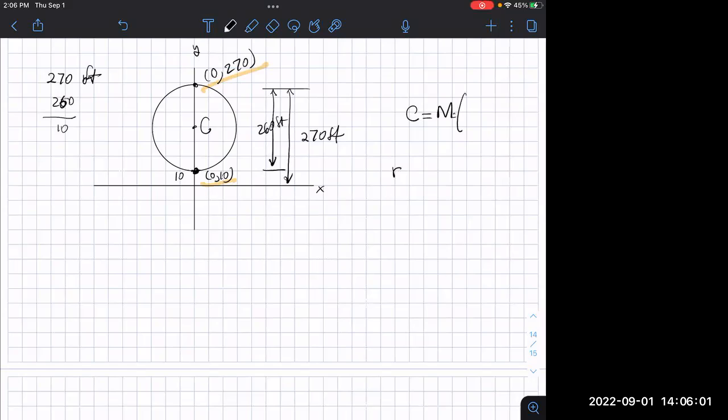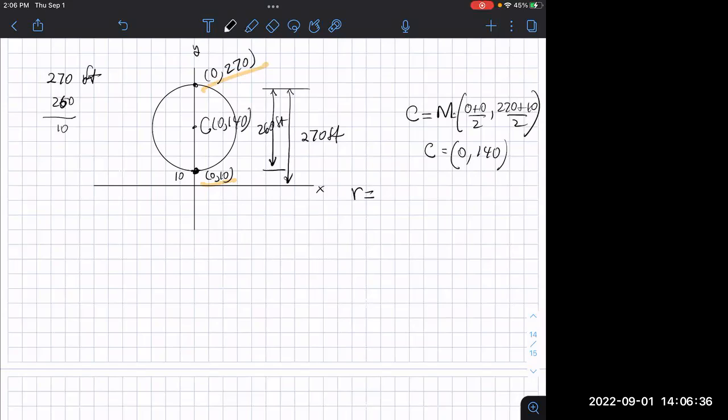So what is the midpoint? The midpoint would be 0 plus 0 divided by 2, and 10 plus 270 divided by 2. That gives me 0. 280 divided by 2 is 140. So that's the center, (0, 140). What's the radius?